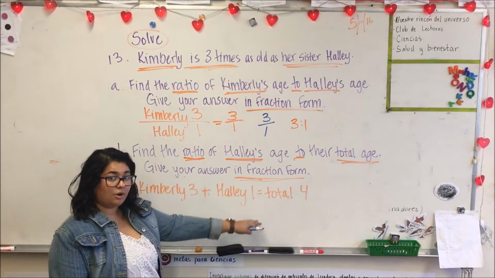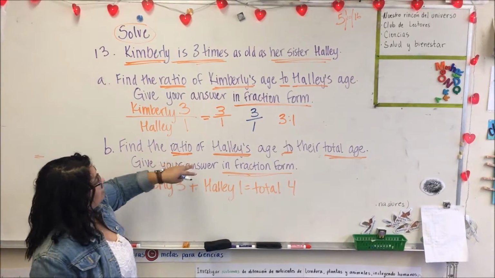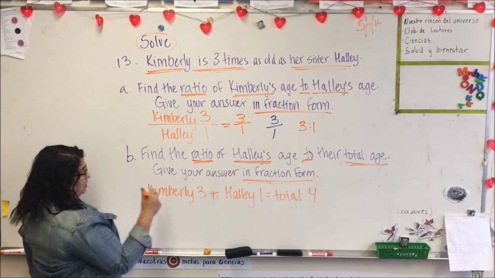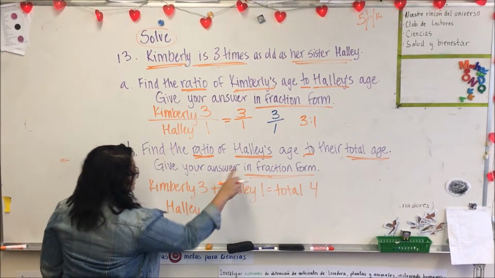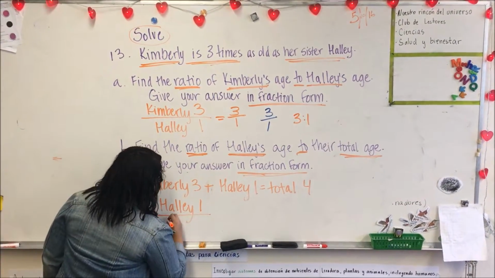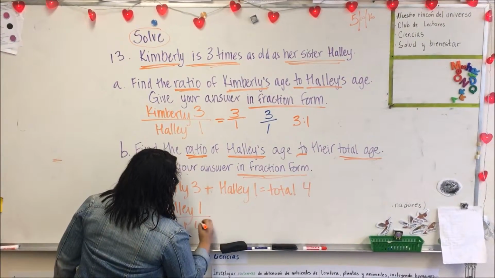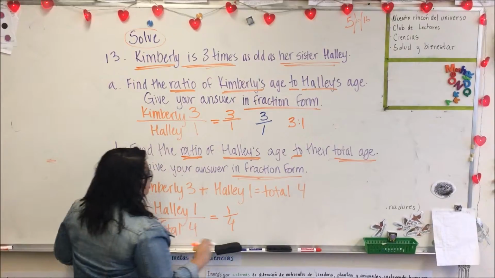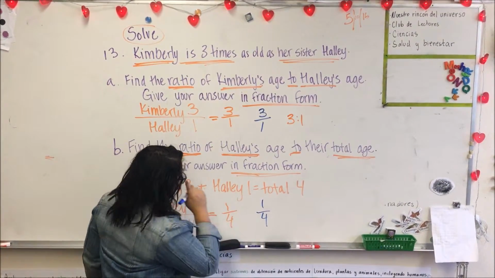So now I know what my total is going to be. So now I have to look. It's asking for the ratio of Haley's age to their total age. So I'm going to do the same thing I did up here, just with the total. I'm going to write Haley on top, because it wants that first, 1. And I'm going to write total on the bottom, which we just found, which is 4. So that's going to equal 1 over 4. So our final answer is 1 to 4.